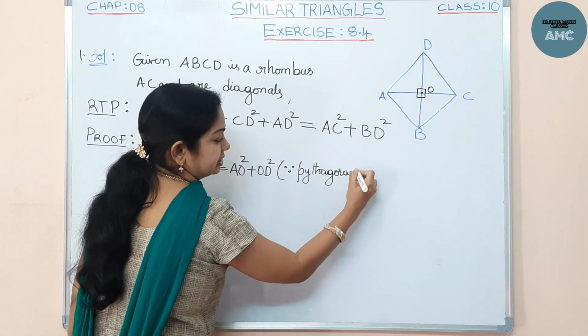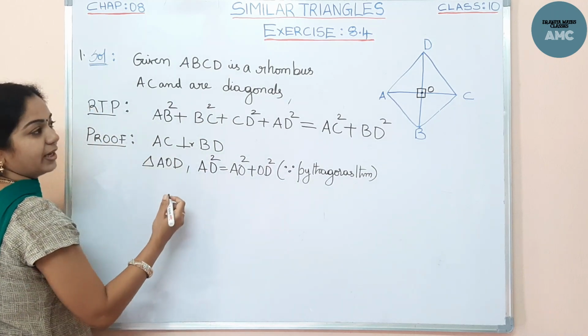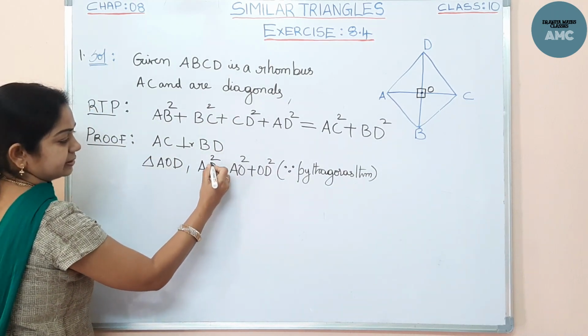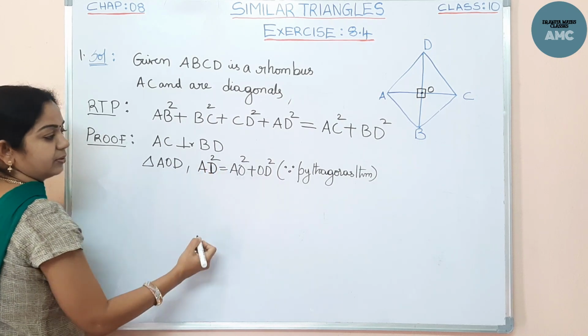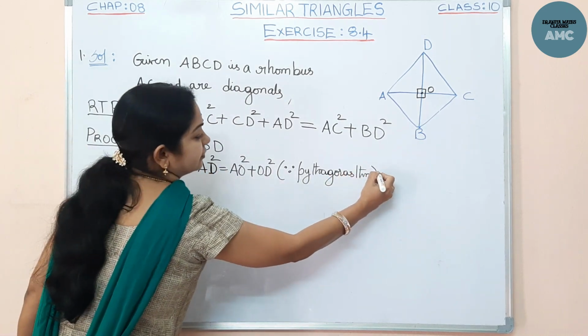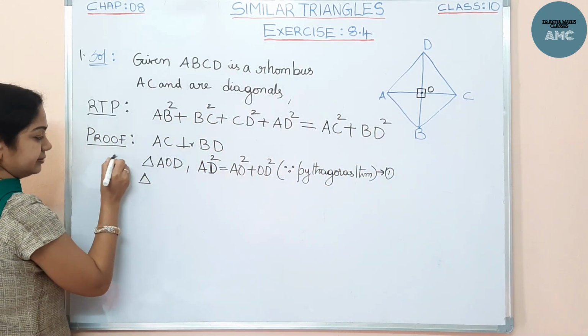By Pythagoras theorem, you can write it here. Likewise, here, let me take this: this is AD, and this is D. Now, let us suppose this as equation 1. Okay. Now, likewise, I'll take in triangle.